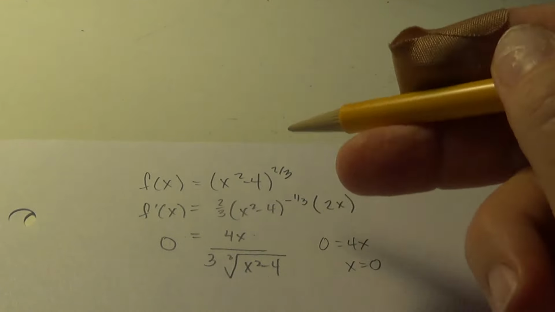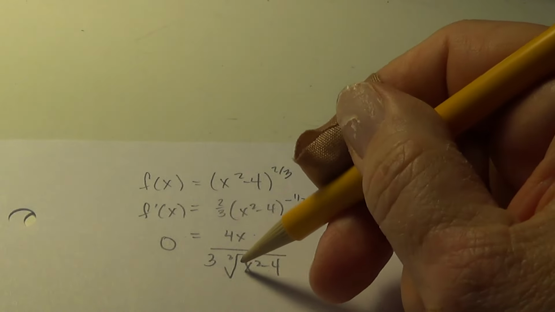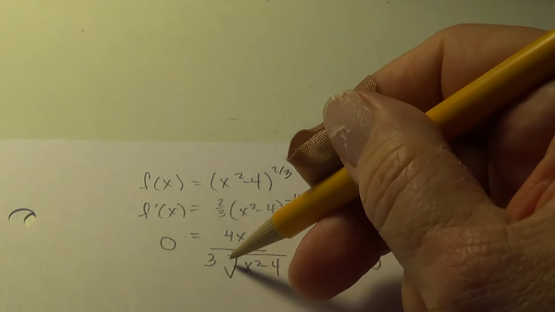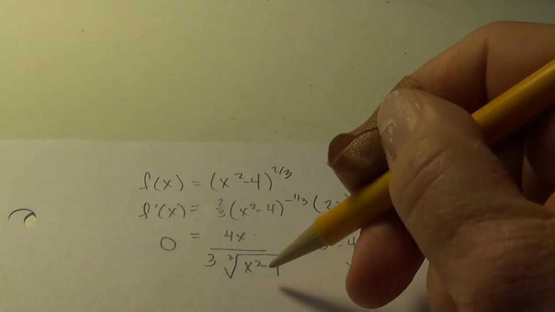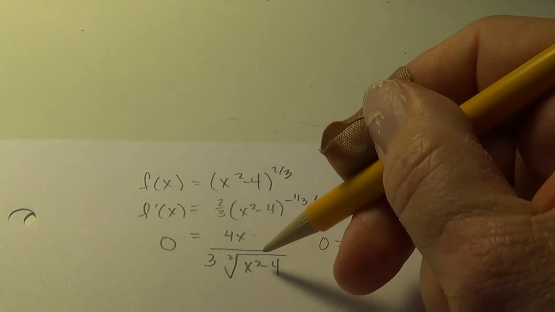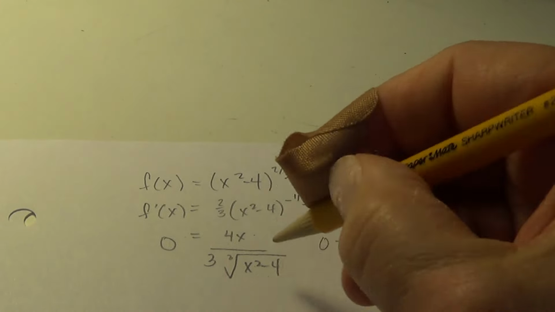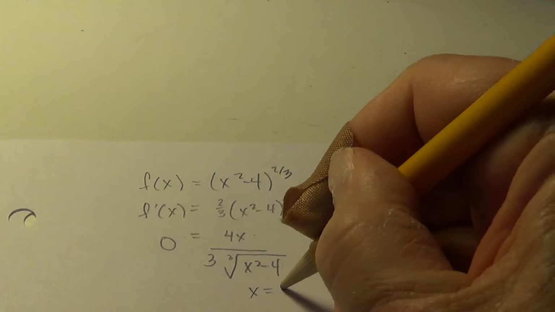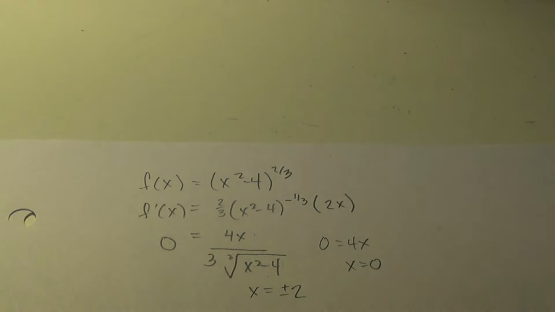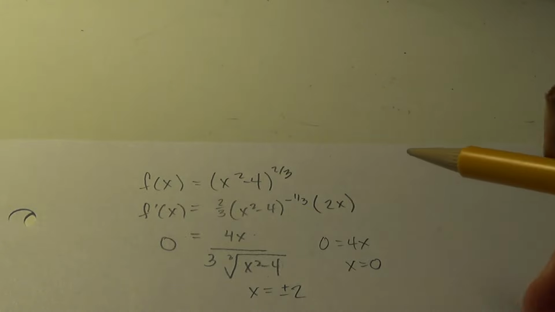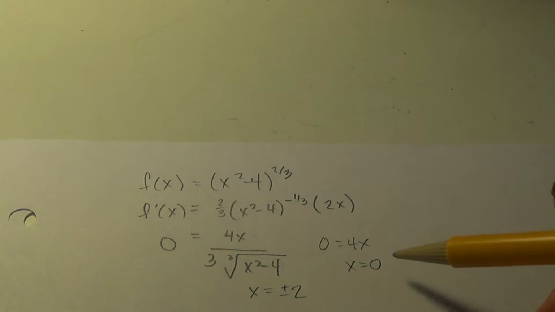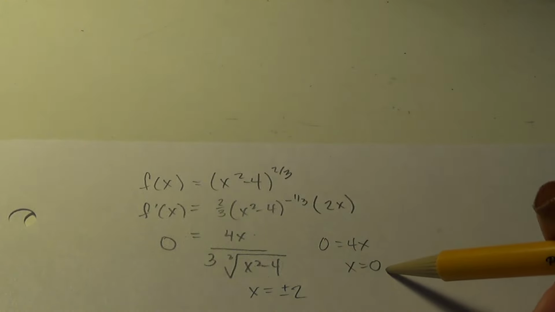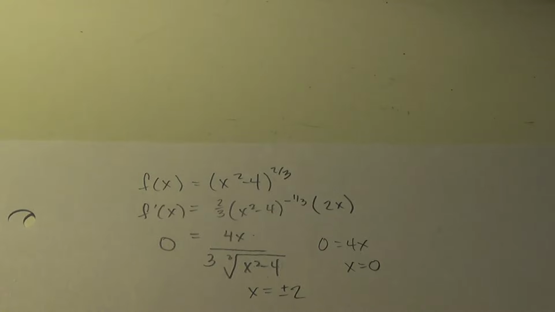So inspecting that, what value in here would cause a 0 when I take the cube root of the 0, will be 0 times 3 is 0. So I'm going to inspect in here, and when will that be 0? Well, that equals 0 when x is plus or minus 2. So by inspection, I found 3 critical points. 2 where the derivative does not exist, and where the denominator is 0, and 1 where the whole expression or the numerator equals 0.